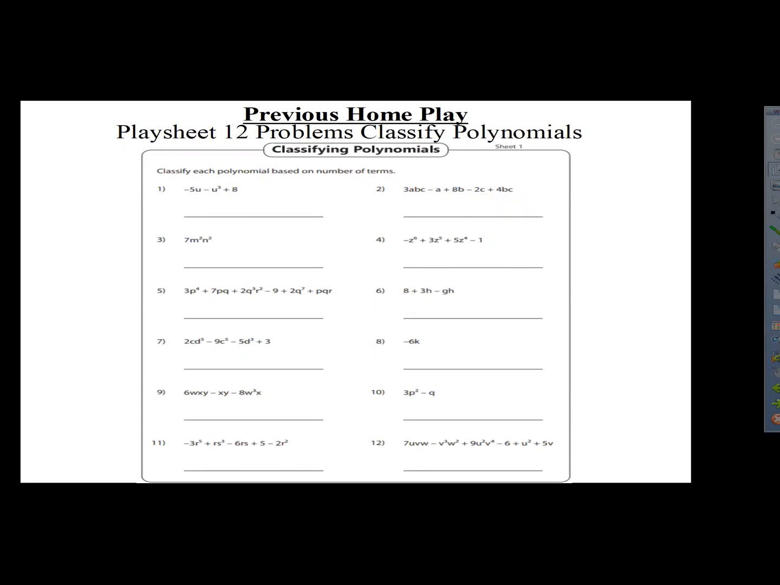For those of you that are here, get that one in front of you, please. Get your play sheet in front of you for classifying polynomials. This is what I want you to do. I want you to check with your neighbor to see what they got for classification for number 9 and number 12. Let's see what names they got for those. I'll give you some time for that. Go.